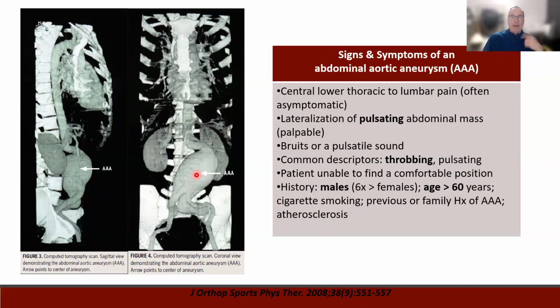And so we've got to pick up on some of these signs and symptoms like the words pulsating and throbbing, males more so than females, 6 times more so, age greater than 60 years, and other cardiovascular risk factors. All right. So we've got to pick up on that, and then we've got to get them taken care of right away. So this would be an emergent condition.